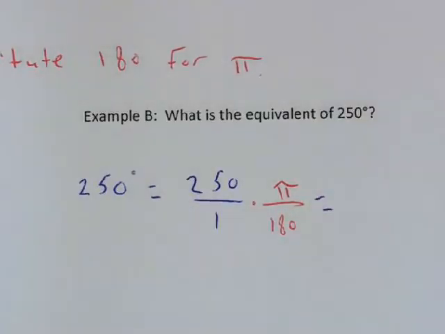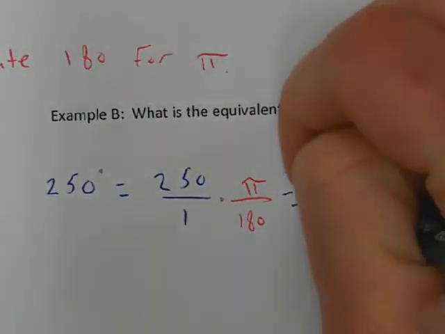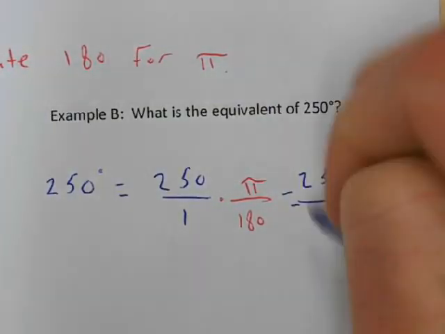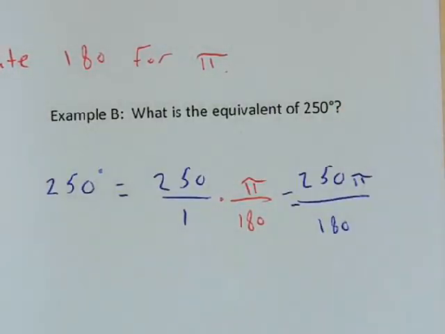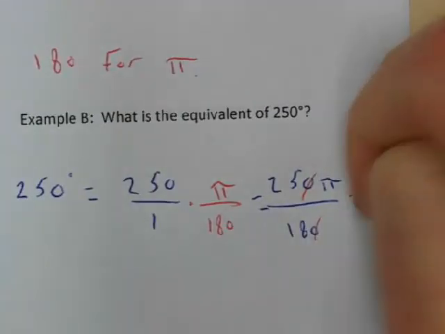So what is 250 over 1 times pi over 180? Well, multiply the top straight across, we get 250 pi over 1 times 180 is just 180. And then, well, let's see, these both end in 0, so if I divide top and bottom by 10, I knock off the zeros, and we end up with 25 pi over 18.